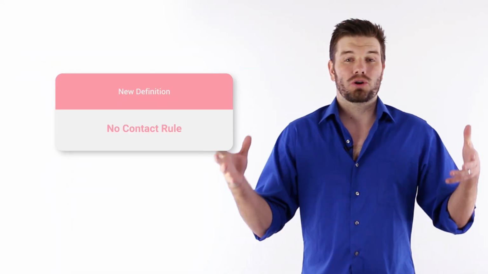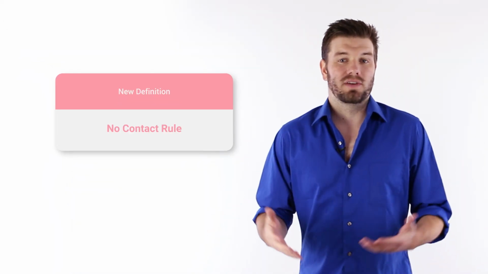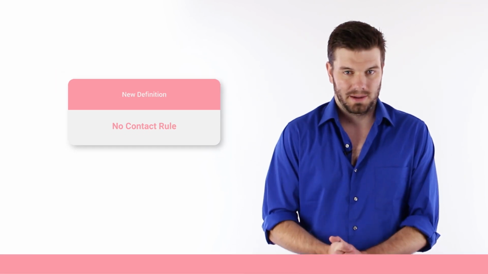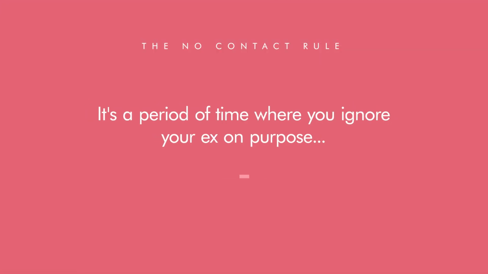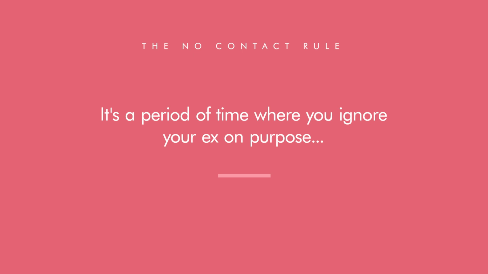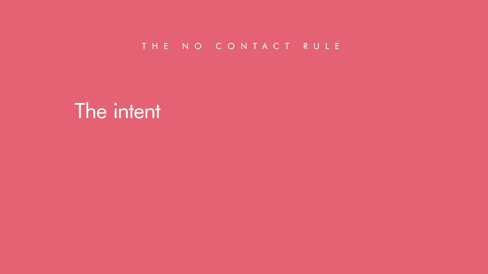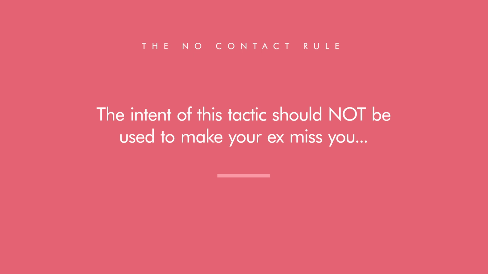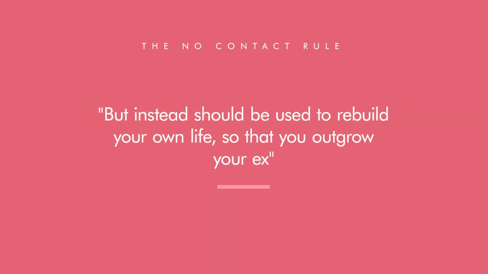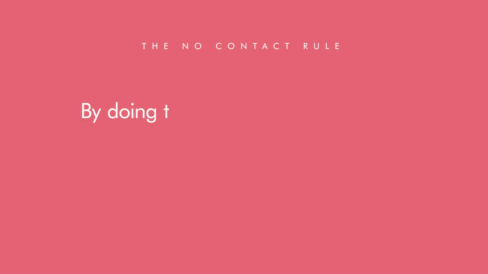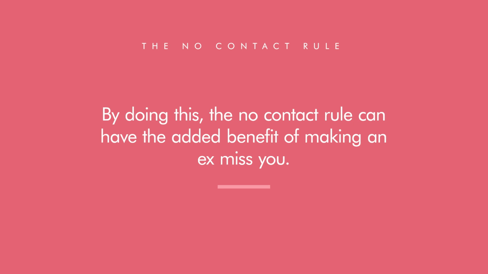So here is our new definition of what I believe a no contact rule should be. The no contact rule is a period of time where you ignore your ex on purpose. The intent of this tactic should not be to make your ex miss you, but instead should be used to rebuild your own life so that you outgrow your ex. By doing this, the no contact rule can have the added benefit of making an ex miss you.